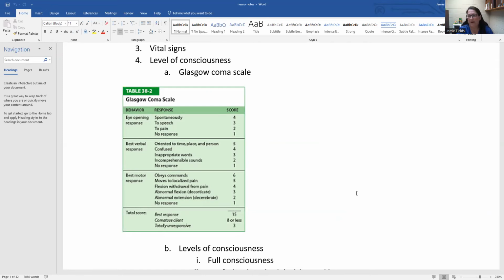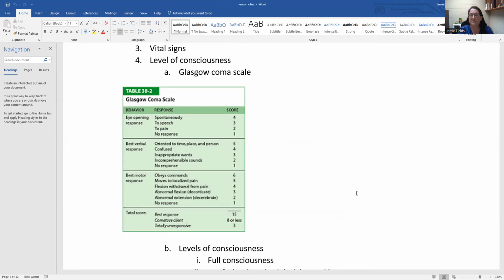Flexion, withdrawal from pain. So if they don't try to push it away, then do they pull away from it? Okay, they pull away from what hurts. That's 4 points. Now, there are 2 types of abnormal movements called posturing.